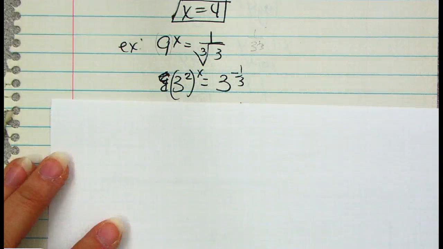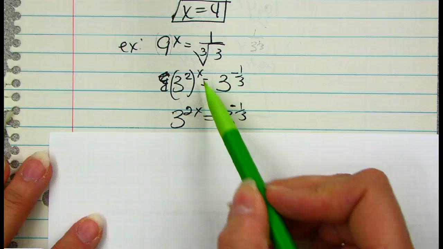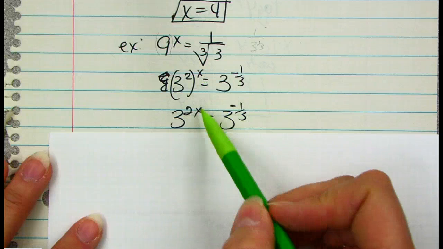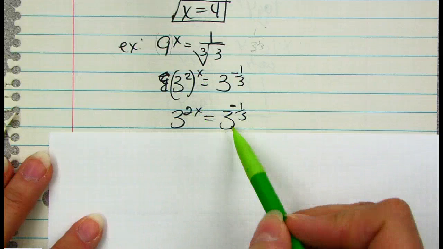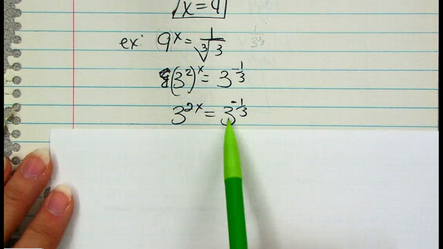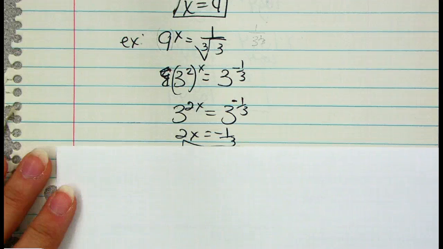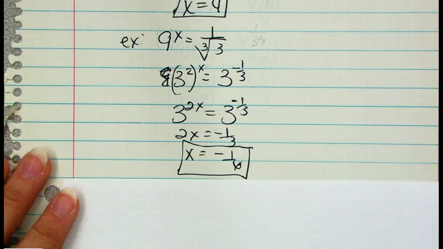base of 3. So the first thing I'm going to do, a power raised to a power, I multiply, so there's no parentheses anywhere. So it's 3 to the 2x power equals 3 to the negative 1/3 power. So since this is equal and the bases are the same, I'm going to set the exponents equal to one another. So 2x equals negative 1/3. I'm going to multiply both sides by 1/2. And so the answer is x equals negative 1/6.